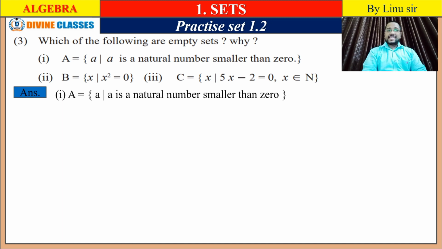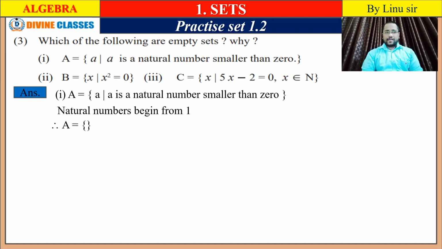First question: A is equal to curly bracket open A such that A is a natural number smaller than 0. Yes or no? But we already know that natural numbers start from 1. Yes or no? So we can write natural numbers begin from 1. So there won't be any number smaller than 0. Therefore A is equal to, we can write curly bracket, and inside it we will be writing no elements, right? Because no element will be coming, right?